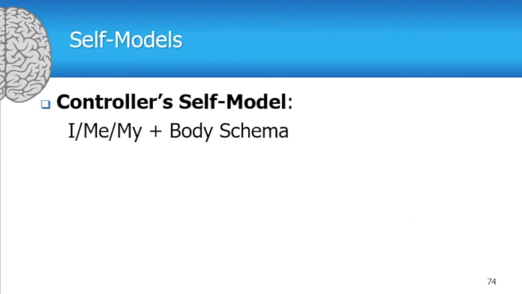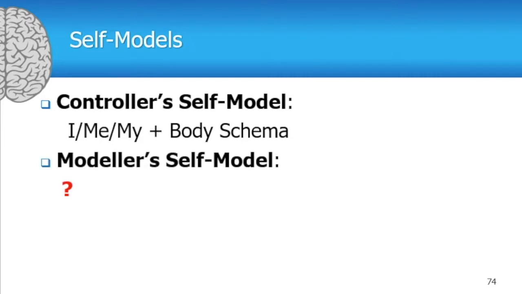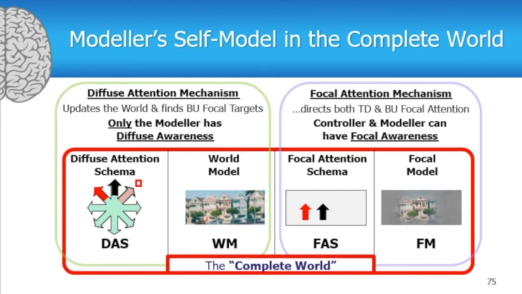Now the modeler doesn't perform any significant actions in the external world, so you might think it does not need a self model. After all, the only physical action the modeler has any control over is to move the eyes to direct central vision, and that I claim is not a very significant action. The most significant action the modeler performs is to update the world model and to direct attention, and directing attention does significantly change the modeler's complete world models. So the modeler should have significant self-models in the complete world models, as we will see on this slide.